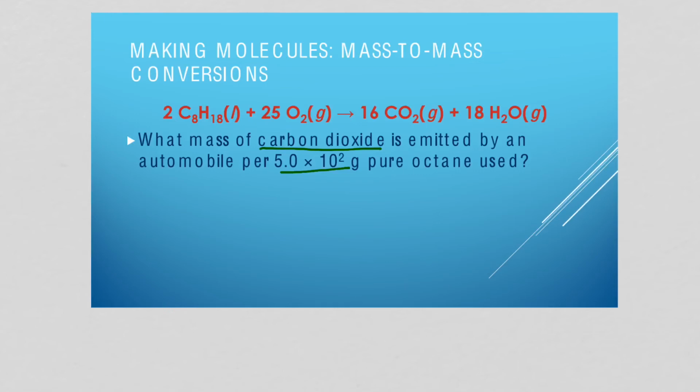So the key here is to first identify the materials involved. And again, in this type of problem, there's always going to be 2: the material we start with, the material we're trying to get to. So in this case, we're starting with how much octane, and we're trying to figure out how much carbon dioxide. So these are the 2 materials that we're interested in.